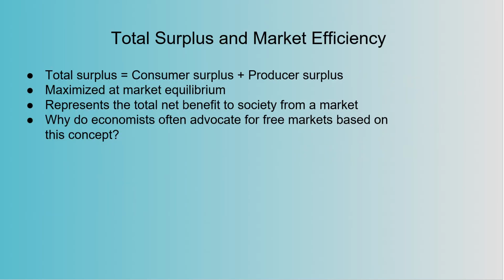Total surplus is both consumer surplus plus the producer surplus. So that is the total surplus within our economy. It is maximized at your market equilibrium, which means that at that point, if your market equilibrium price is considerably lower than your consumers were willing to pay, that is a major welfare gain for consumers. If, however, the price is slightly higher or moves higher, that would mean an increase in welfare gain for producers. So this represents the total net benefit to society from a market.